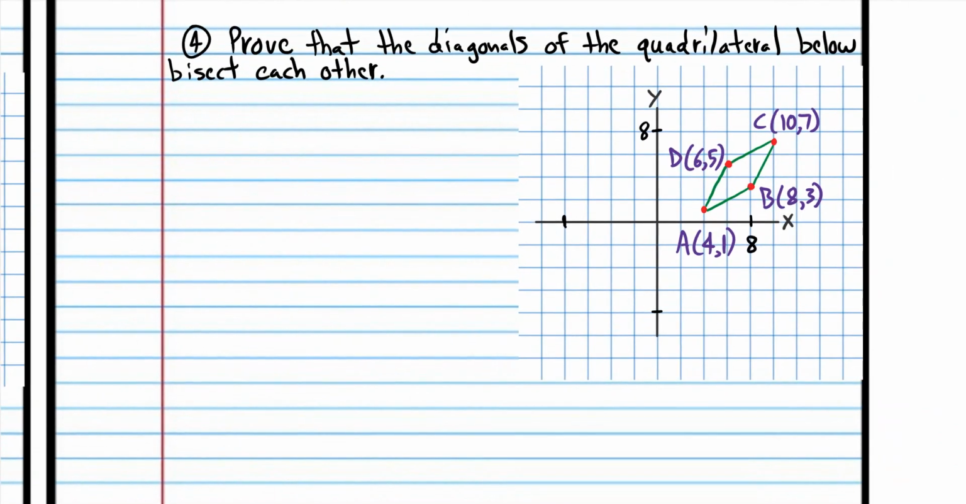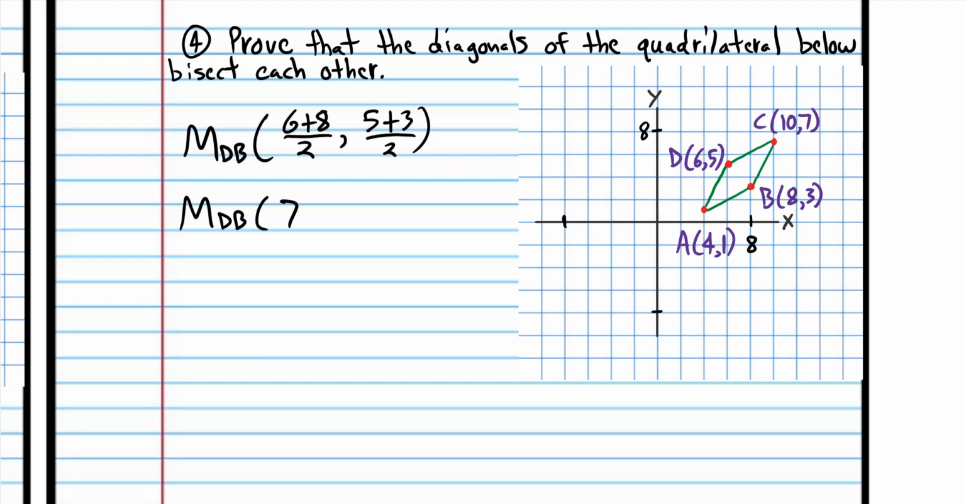So first, let's find the midpoint between D and B. Doesn't really matter which order we use. 6 plus 8 over 2. 5 plus 3 over 2. And we just have to simplify that. And we get 7 and 4. Again, I kind of skipped forward a little there.